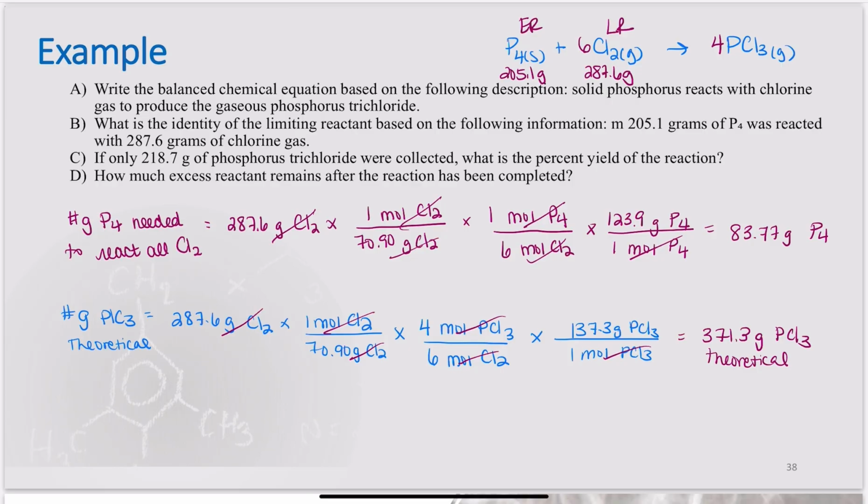I didn't. I only got 218.7. So let's check our percent yield. I have 218.7 grams of PCl3 that I actually collected. My theoretical yield is 371.3 grams of PCl3. Multiply that by 100%. And I get 58.9% yield.